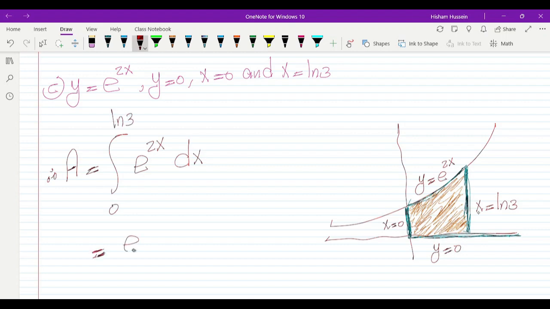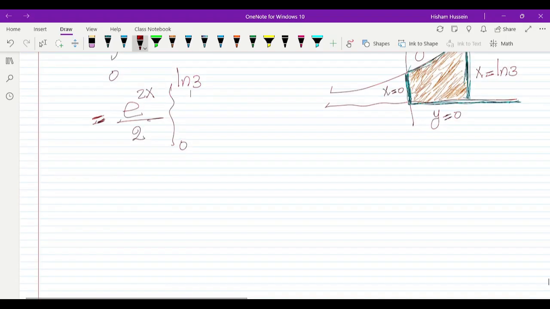So this will be e to the power 2x divided by 2, with the limits from 0 to ln 3. Substitute with the upper minus substitute with the lower. Half out, it's e to the power 2 ln 3 minus e to the power 0.